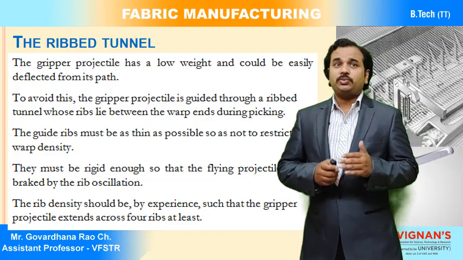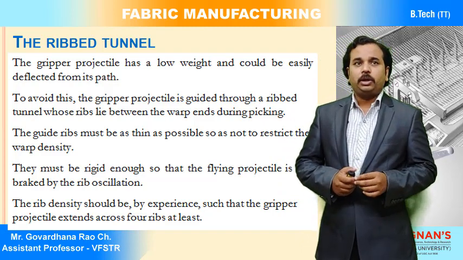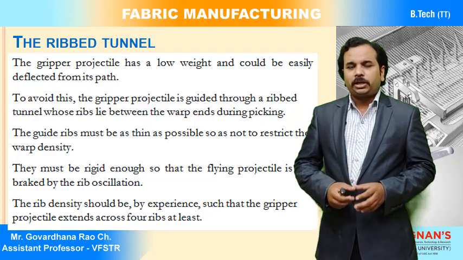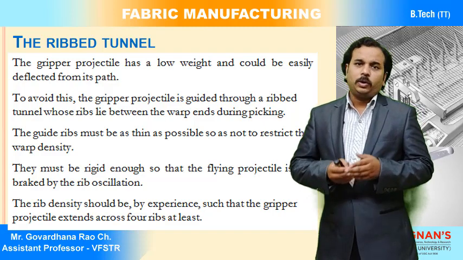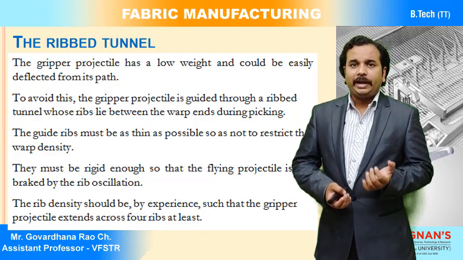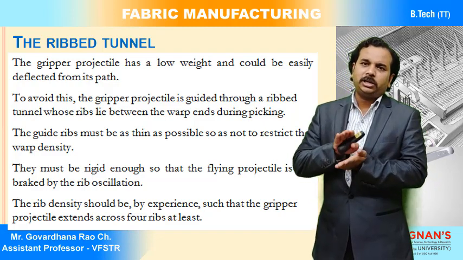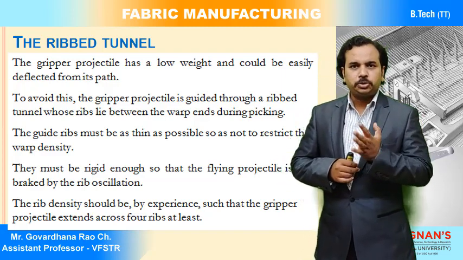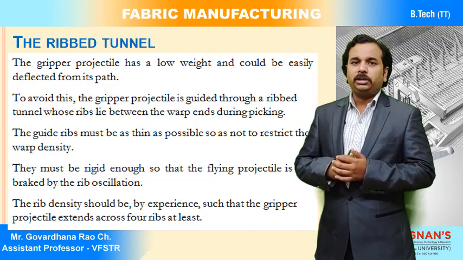So it is very important to guide the projectile throughout the width of the fabric. To avoid this, the gripper projectile is guided through a ribbed tunnel whose ribs lie between the warp ends during the picking. During the picking time, as I told earlier, the ribbed type of guides penetrate through the bottom sheet and come in between the two layers of the warp sheet, so that the projectile travels in the ribbed tunnel or ribbed guides.